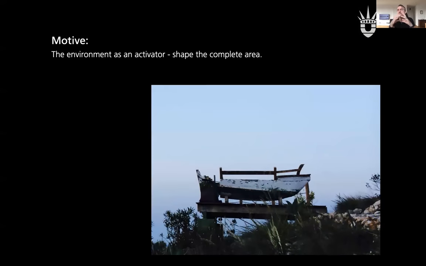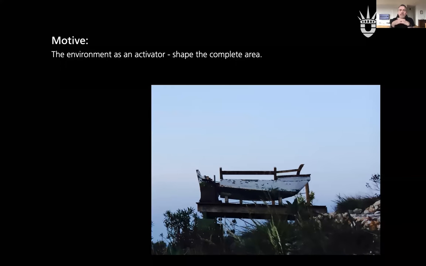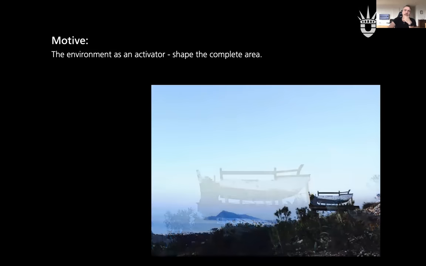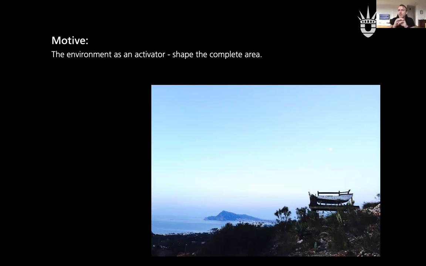And also the part you show from your picture is important. The environment as activator. When you see this picture of the ship, it's nice, it's calm, but it's not a very strong picture. It's a ship. But when you take the environment, the surroundings, together, the picture gets more, the feeling is better. And that's not always the right recipe, because sometimes we have to go into focus. Sometimes we really have to go into focus.